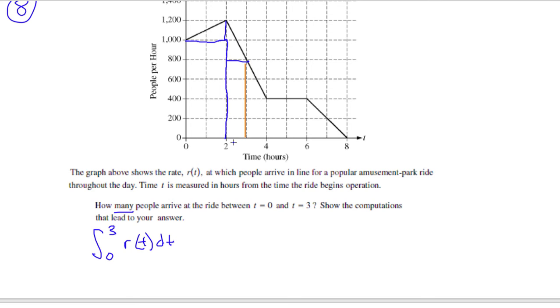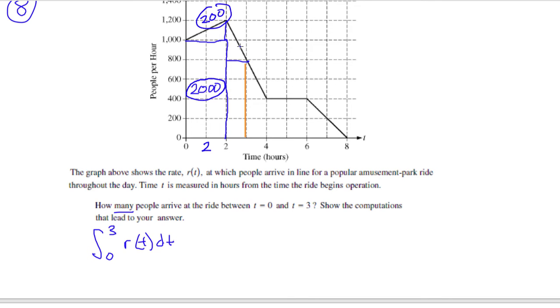So between 0 and 2, that's a distance of 2. That's a height of 1,000. So that's clearly 2,000. You multiply them. This is a base of 2, a height of 200. 2 times 200 is 400, and then take half of that. That's 200. So let me circle these. Circle that one. This is 200 for that area.